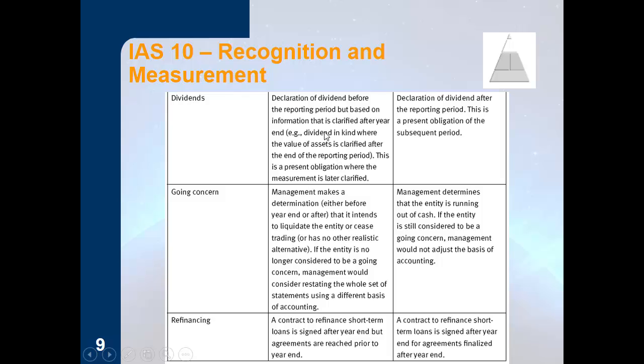If there are dividends that are declared before the end of the year, and we're not exactly sure what the value of the assets is because it's going to be a property dividend or a dividend in kind, then once we get additional information, we're going to go ahead and make an adjustment. This would be the case where we have a present obligation where all we're doing is clarifying the measurement. If we have a declaration of dividend after the reporting period, the present obligation would be recorded in the subsequent period and no adjustment would be made.